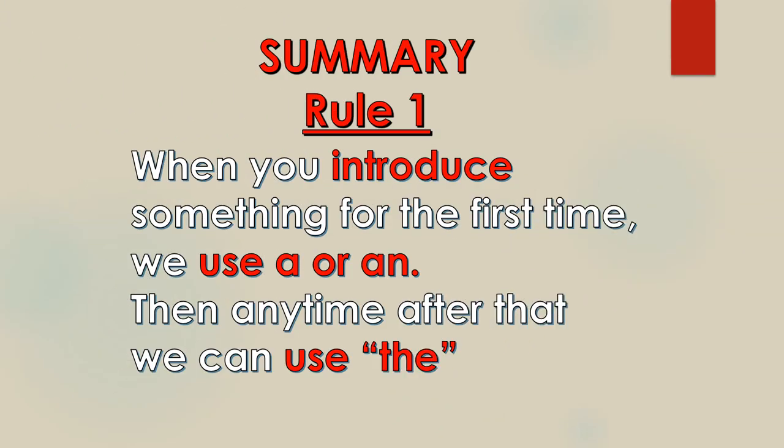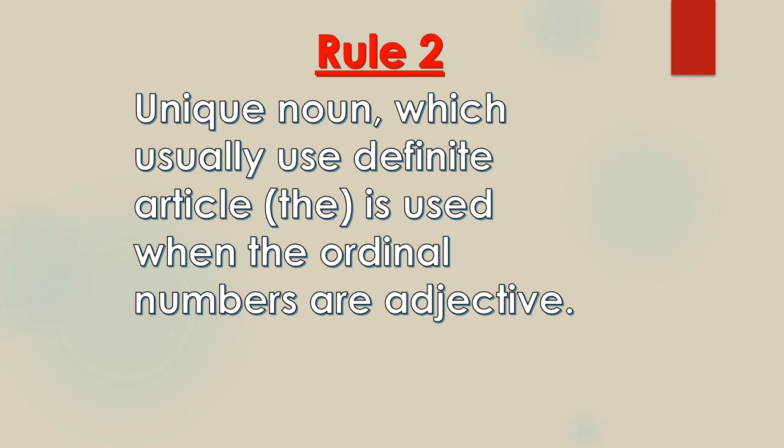Now, let's have the summary of all the rules. Rule one: when you introduce something for the first time, we use "a" or "an". Then, anytime after that, we can use "the". Summary number two: unique nouns usually use the definite article "the". Unique nouns, we use the article "the". And the definite article "the" is used when ordinal numbers are adjectives.